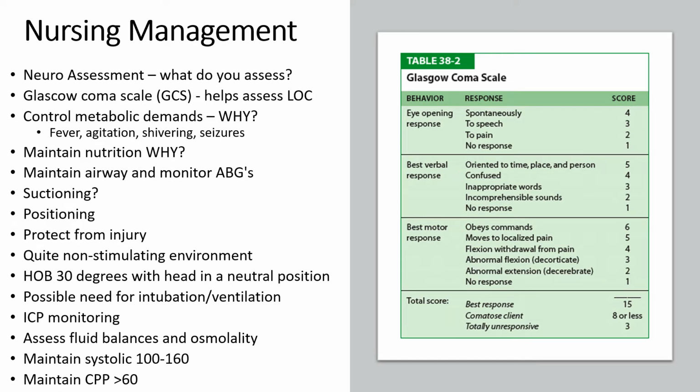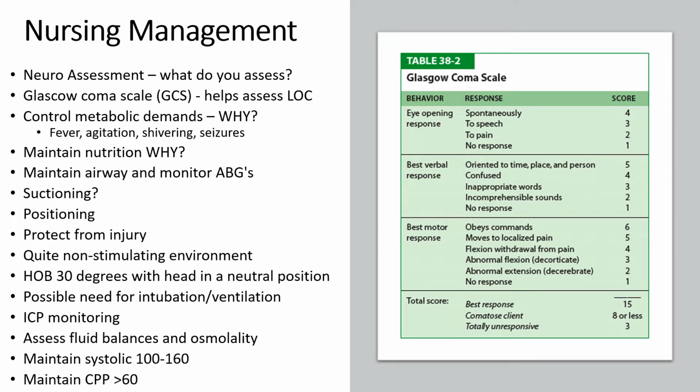We want to maintain that airway. We want to monitor the ABGs, right? So if we're not getting that good cerebral blood flow to the brain, remember we talked about that decreased oxygen to the brain. That increased swelling actually can cause collapse on the brain stem, and that can lead to airway issues and respiratory depression. So that's why we really need to monitor the airway, monitor the ABGs, because if we see CO2 levels rising, that's not a good thing.